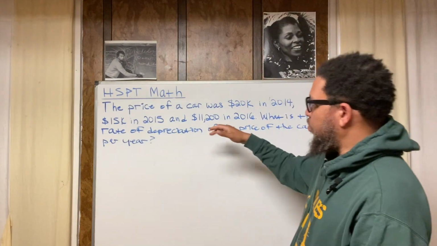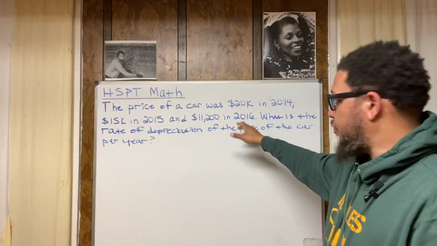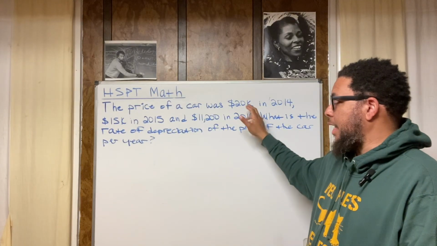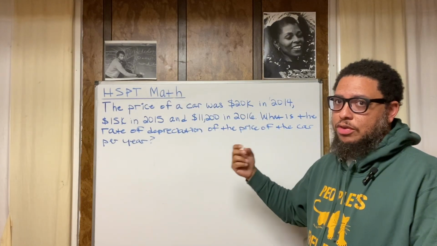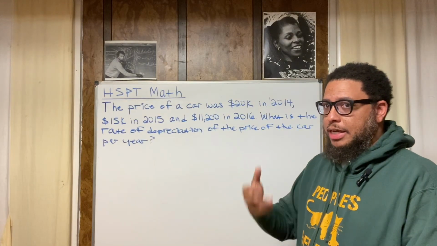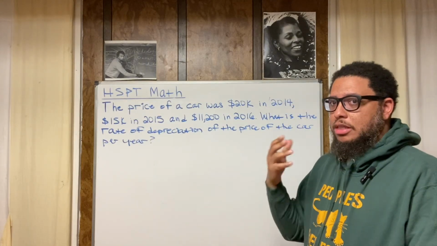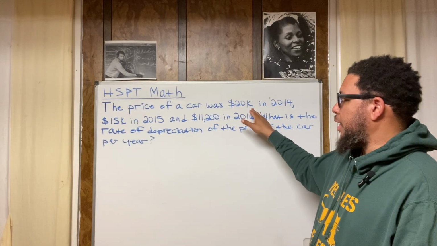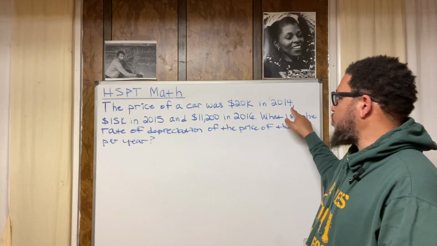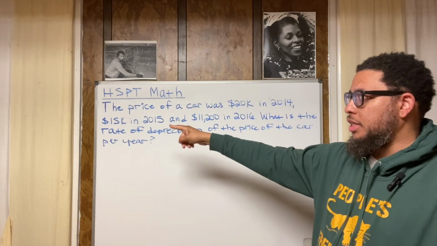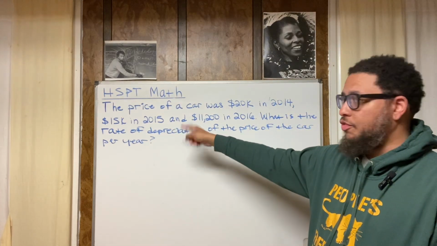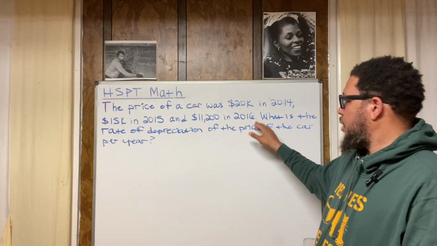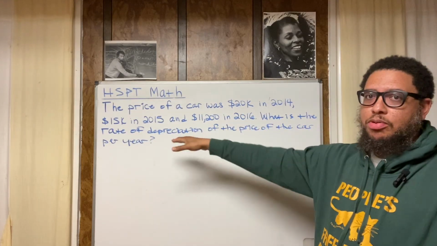All right, so the price of a car was 20K. Now, of course, this is an abbreviation for K, which is 1,000. So this means $1,000. This abbreviation is like scientific notation. I also have a playlist on scientific notation if you have curiosity about scientific notation. All right. So this represents $20,000, right? So the price of a car was $20,000 in the year 2014. It was $15,000 or 15K in the year 2015 and $11,200 in the year 2016. What is the rate of depreciation?